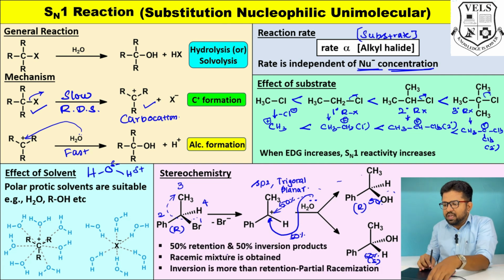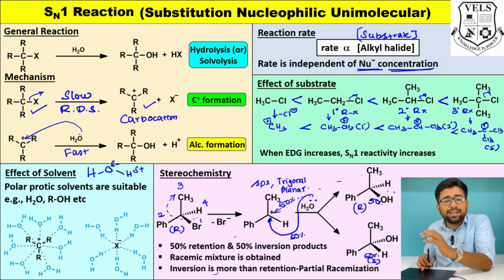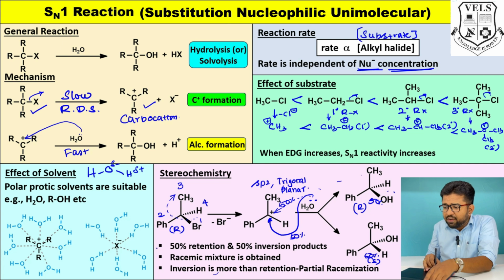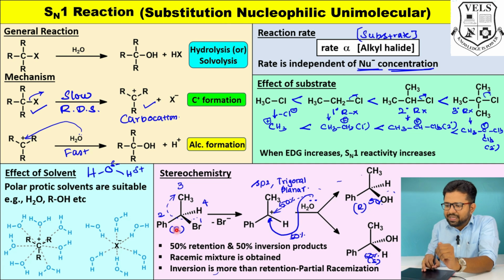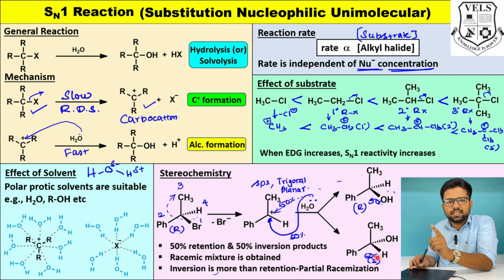So this can be given here: 50% retention product. What do you mean by retention product? If you look at the configuration of the reactant, that is R. And the configuration of the first product is R. So that means the reactant configuration is retained in the product configuration. This is known as retention of configuration. And if you look at the other product, that is S configuration. The reactant configuration is R and the product configuration is S. That means the opposite configuration has formed. This is known as inversion of configuration. So 50% retention product and 50% inversion product will be observed in an SN1 reaction, otherwise known as a racemic mixture.